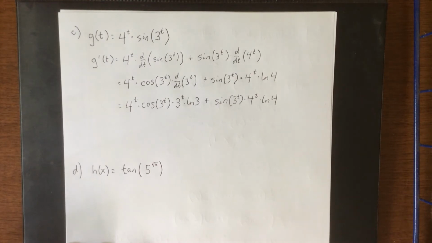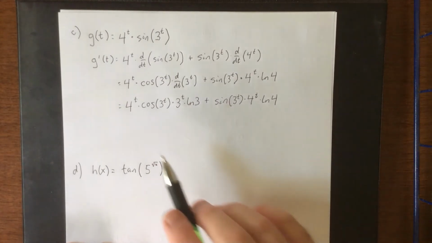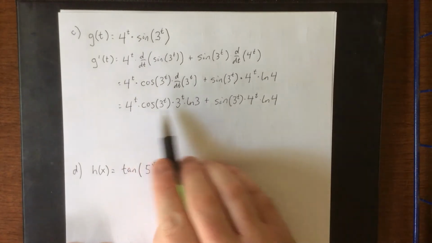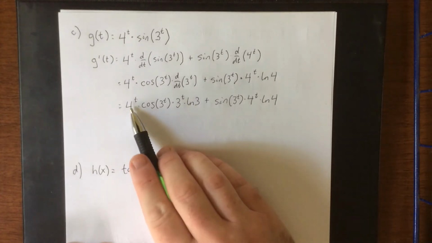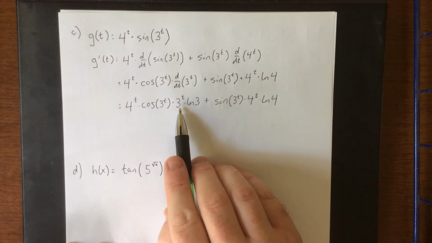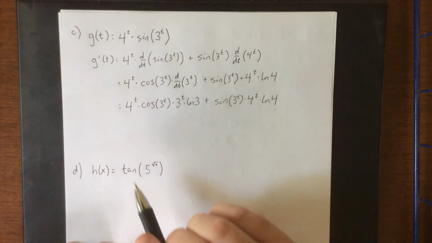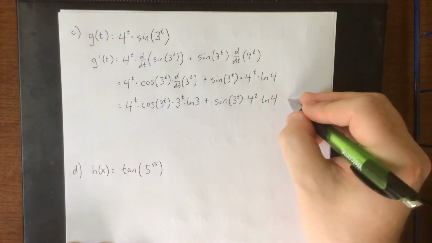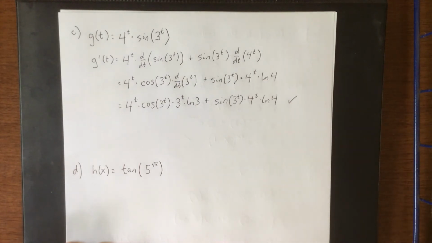Now, as far as simplifying this expression is concerned, these are definitely not like terms. Really, the only thing that you could do is something like what we did with example B, and take 4 to the t power and 3 to the t power and combine them into 12 to the t power. But outside of that, the calculus is done. The algebra is up to you.